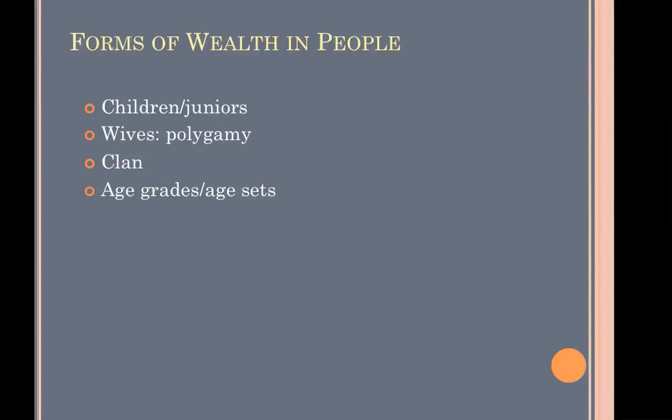You read about age grades, age sets in Gilbert and Reynolds, so I hope you have a good sense of what that meant, but it was a way to create some kind of comradeship amongst people who were exactly the same age.